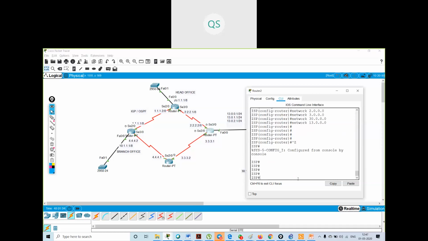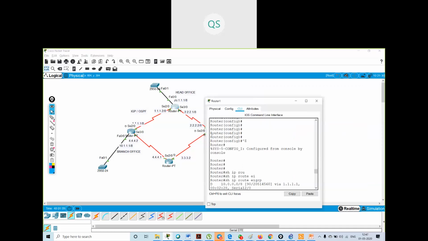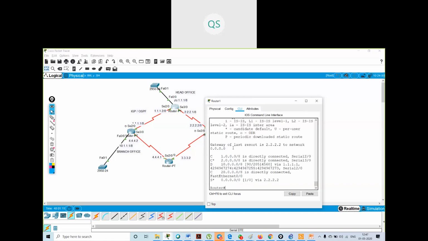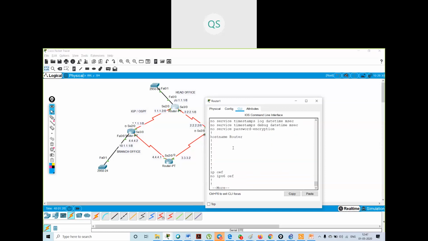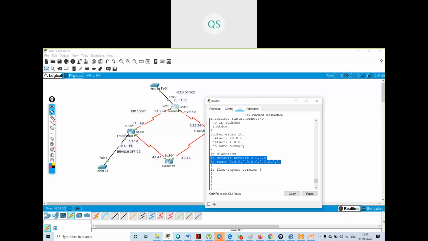I will go on this router also and advertise everything. Let me see show ip route. I'm having a static route, so I will remove the static route. I will remove this also. Copy.